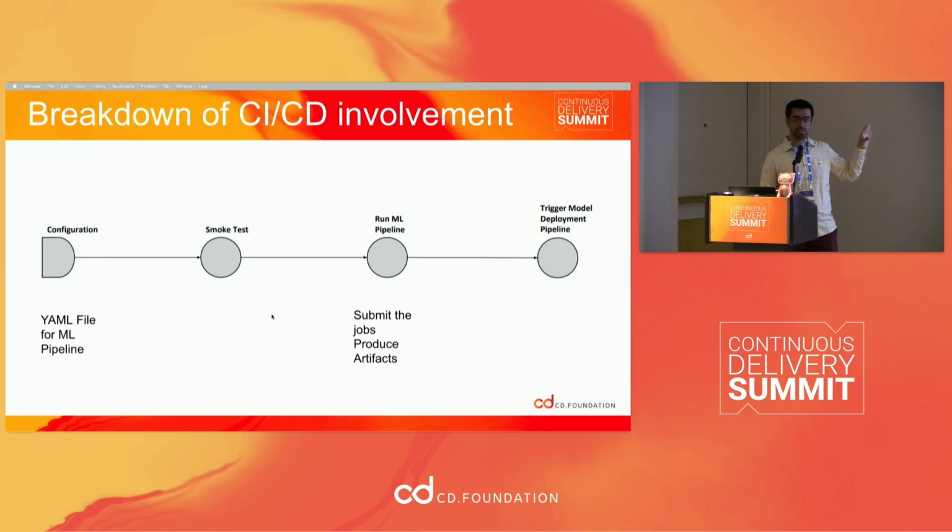And of course, this is what the pipeline would look like. So right at the leftmost corner, you have the configuration. So this is where you're defining the YAML file, which describes the entire machine learning pipeline.